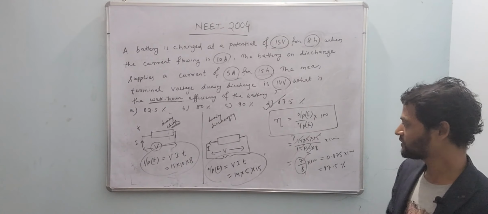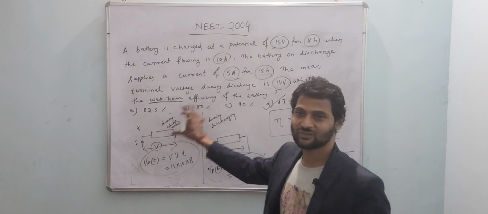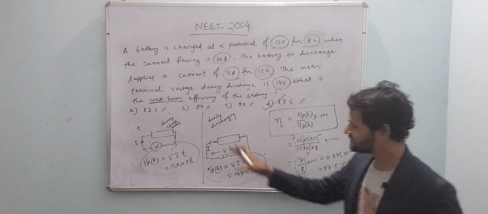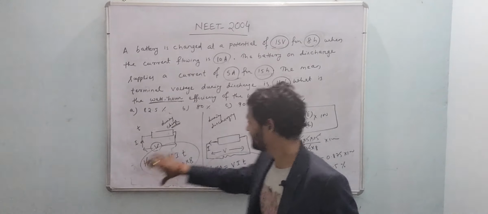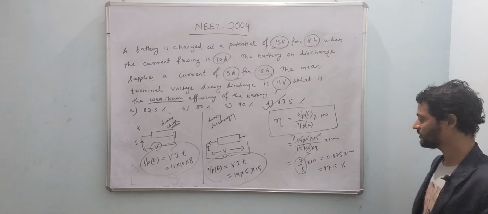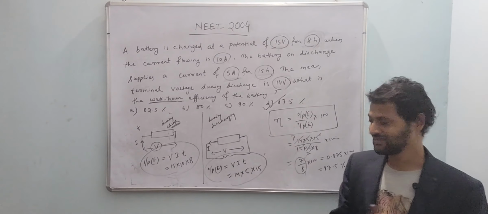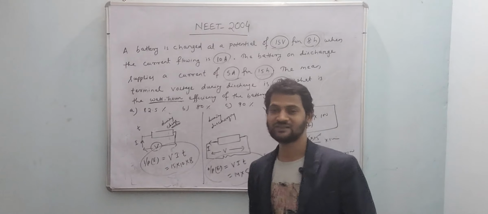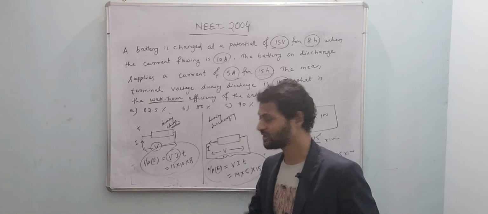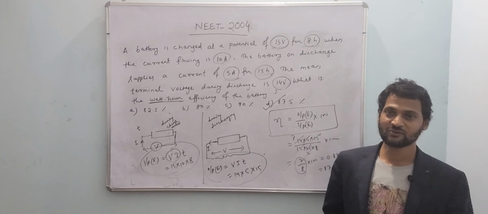And the second most important part is, what happens during charging and what happens during discharging? During charging we are getting input energy, but during discharging we are getting output energy. So these two things you should remember. And the third thing is you should know the formula of energy, that is power into time. What is the formula for power? VI. So energy is VIT. I hope it is clear to you.